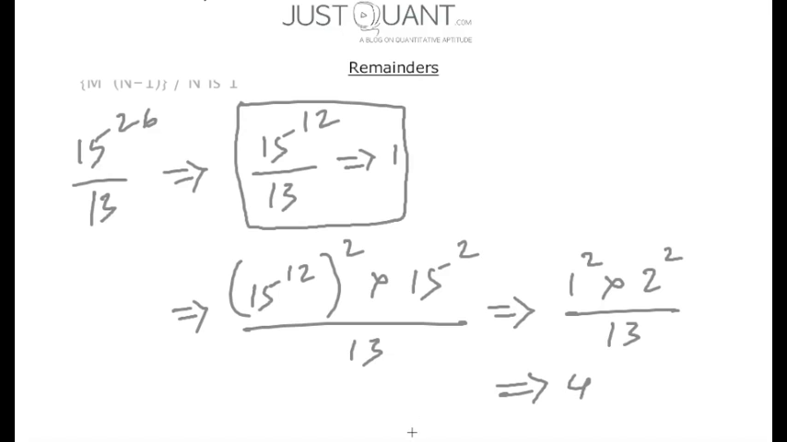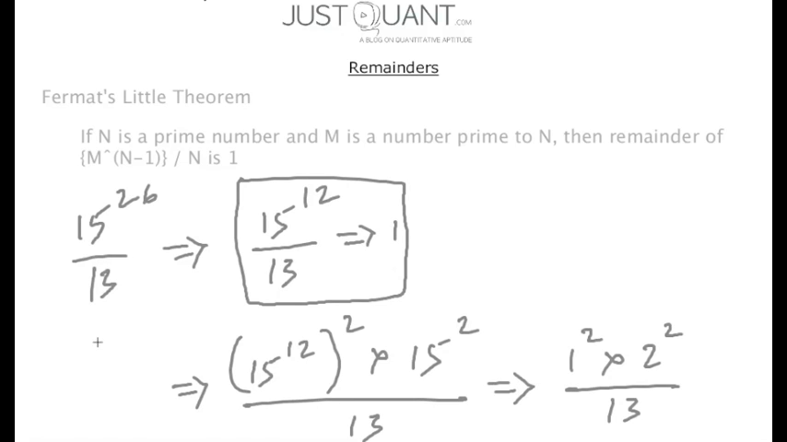Right? So whenever we have a divisor which is a prime number, we can make use of Fermat's little theorem to calculate its remainder.